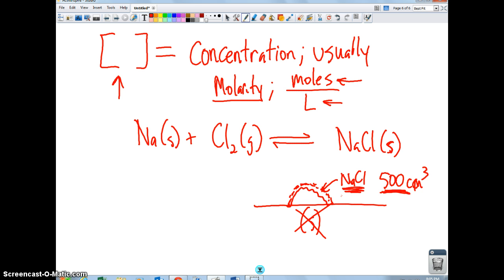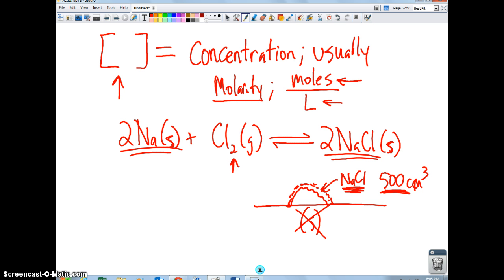So anytime I'm writing a balanced chemical equation, so here, this wasn't balanced, by the way, I needed a 2 here and a 2 here. But in order to write this equilibrium expression, I have this thing that's a solid. I can't use that in my formula. And I have a solid here. I can't use that in my formula either. All I would be able to use would be the concentration of the chlorine.